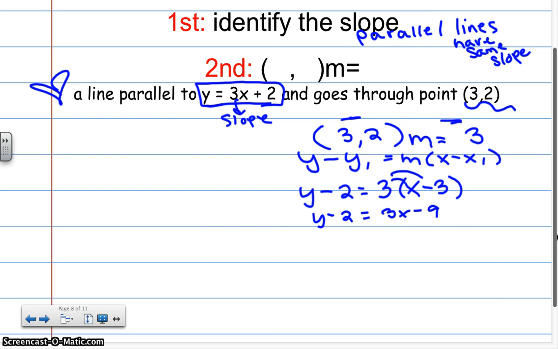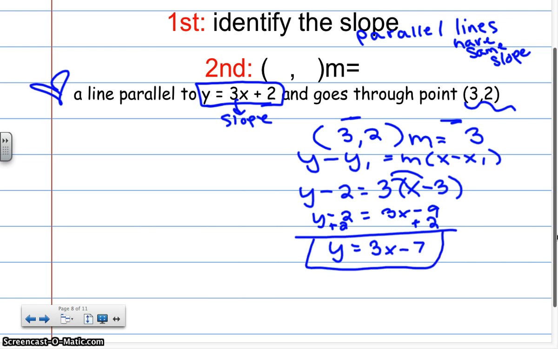Now what do I do? More specifically, what should I move? Add 2, right? So I need to add 2 here and add 2 there. And I get y is equal to 3x minus 7. That's my personal favorite method.